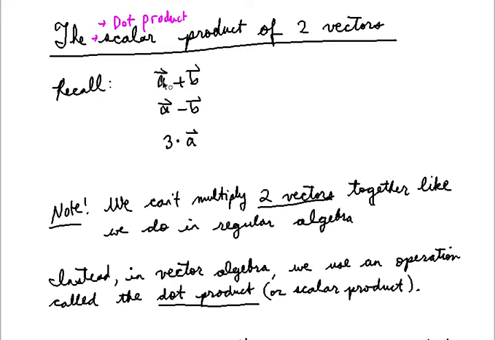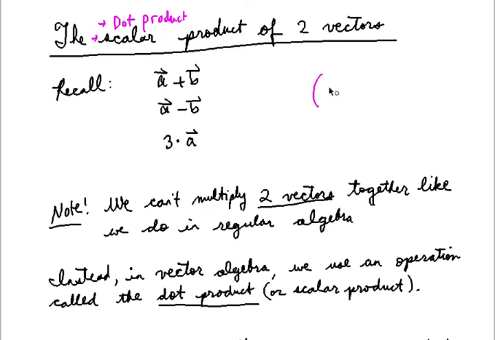If you recall, we know now how to, if we have two vectors A and B, add them, subtract them, and we also know how to perform scalar multiplication on a vector, right? We know how to multiply a vector by a scalar, and we know how to flip it, because we can multiply by a negative number. But we haven't really talked about multiplication of vectors. We can't really multiply two vectors together like we do in regular algebra.